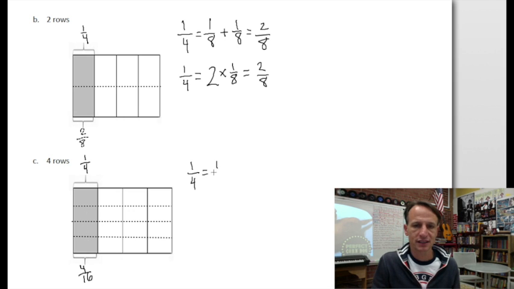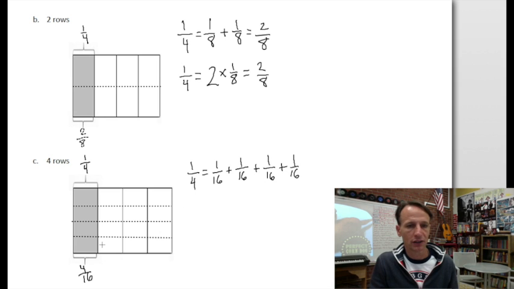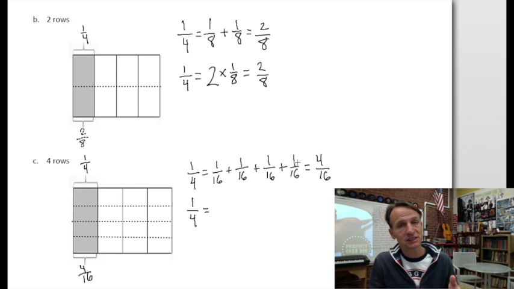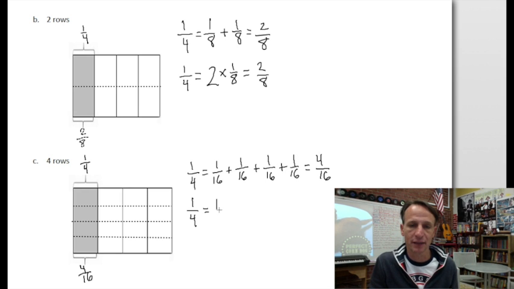So it's 1/16 and 1/16 and 1/16 and yes, 1/16, which is a total of, well, we already know, right? It's 4/16. And to write that as multiplication, we'd say that 1/4 is, well, I wrote 1/16 how many times? 4 times. So 4 times I wrote 1/16, which is still equal to what? 4/16.